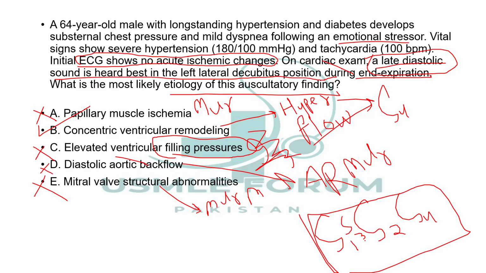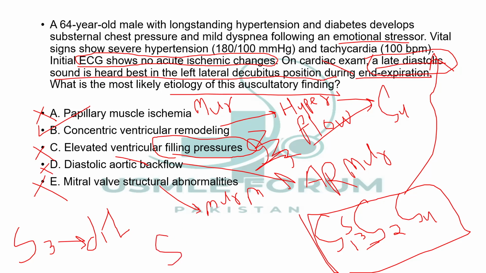If we talk about S3, then S3 is an early diastolic sound, and S4 is a late diastolic sound. So you have to remember that factoid. Let me write: S3 shows dilated cardiomyopathy, and S4 shows hypertrophic cardiomyopathy. So you need to understand that. You have to remember that. That is very important. All right, you need to know that. Cool.